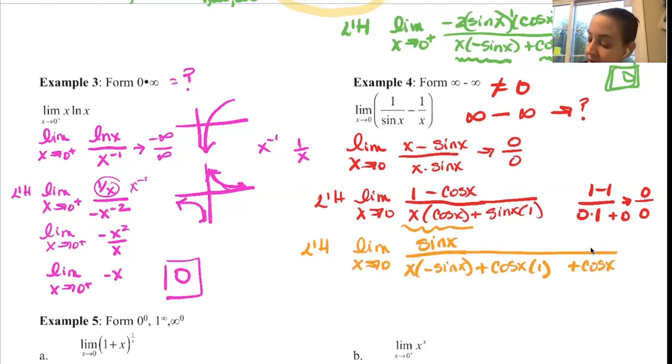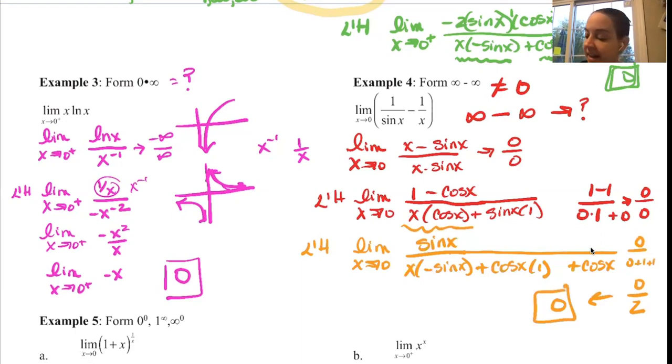But I just want to be done with this problem, so I'm going to put the value of 0 in. So sine of 0 on the top is 0. This becomes 0 plus 1 plus 1. So this is 0 over 2. That's okay. 0 divided by 2 is 0. 0 is a perfectly acceptable answer. 0 over 0 is not, but plain old 0 by itself is.